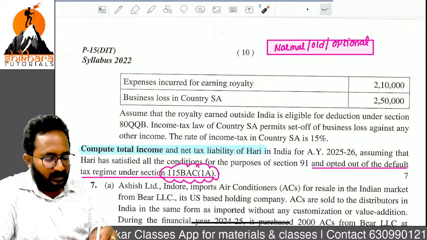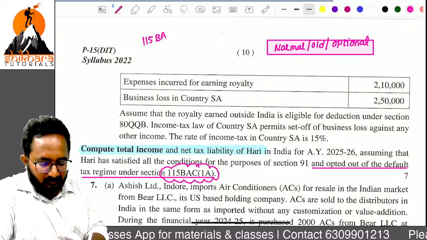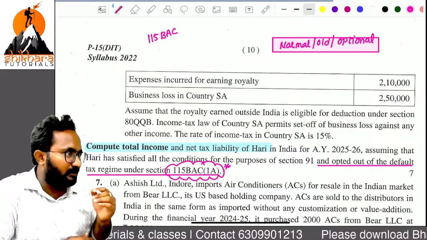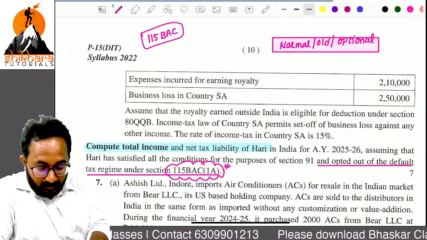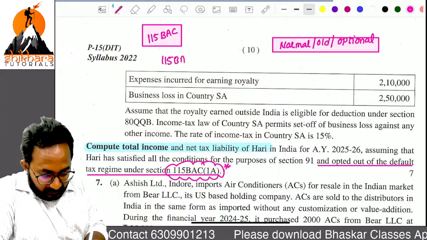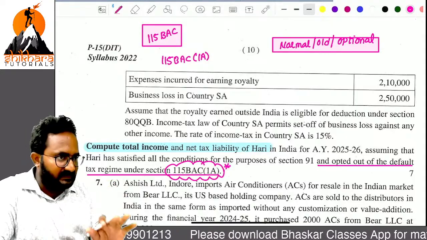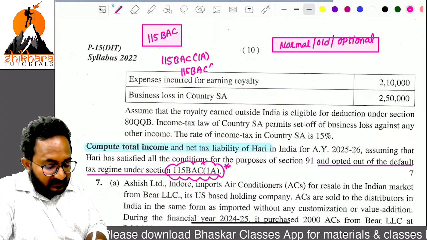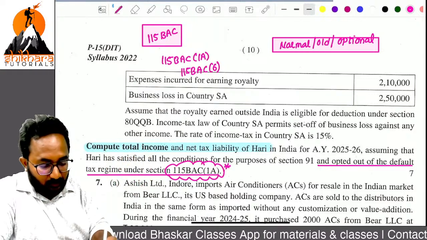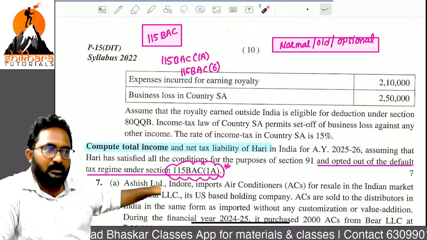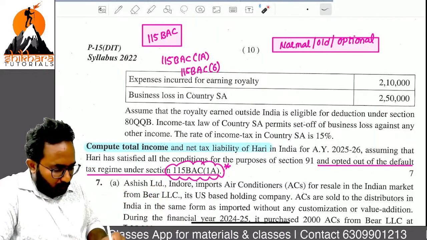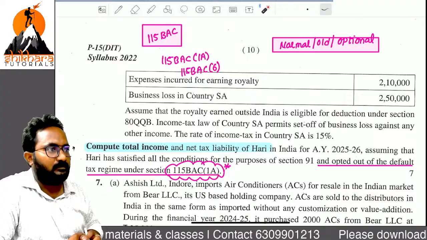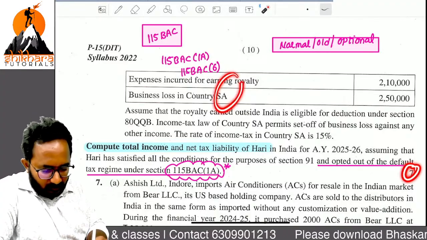Generally in all materials they give the 115BAC in their own style. In my material I have given 115BAC subsection 1A. 115BAC is the section, and in subsection 1A they give the rates. One more section: 115BAC subsection 6 gives the option to shift out from this to normal. Many students don't know the meaning of opting out or shifting out. They solve the problem as per 115BAC, and for the entire answer you will get a big zero.